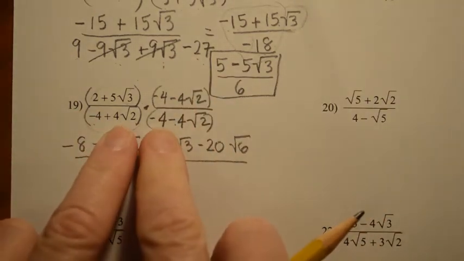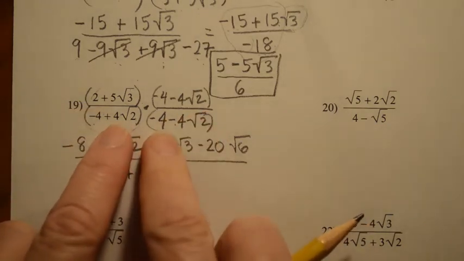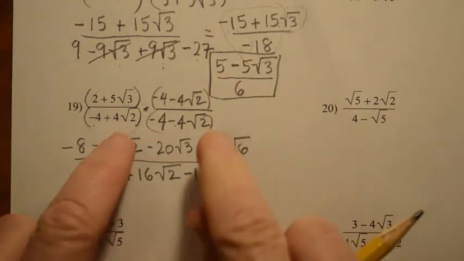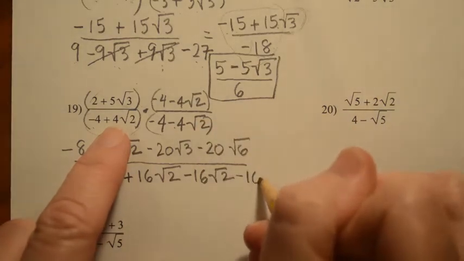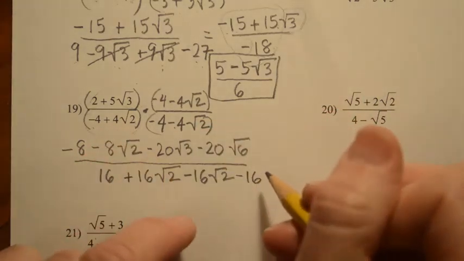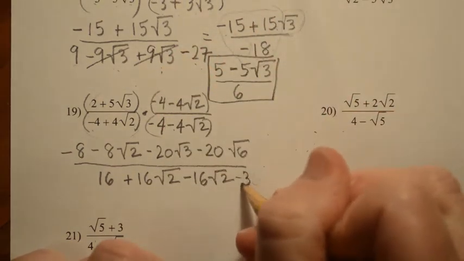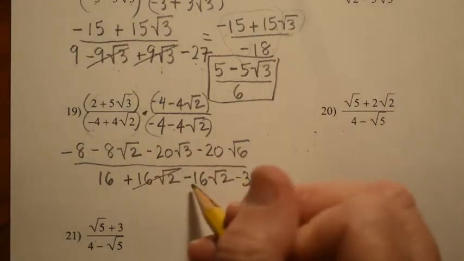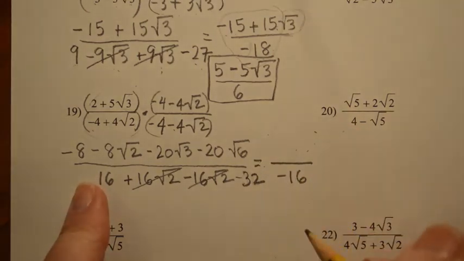Then we do the inside ones. So we did firsts, outers, now inners. 4 root 2 times negative 4 is going to give us negative 16 root 2. And then lasts is going to be positive 4 root 2 times negative 4 root 2. The positive 4 times the negative 4 is going to give me negative 16. And then the root 2 times root 2 is just going to be 2. So actually this should be a 32. And again, we can cancel these. So in the denominator, we end up with negative 16.